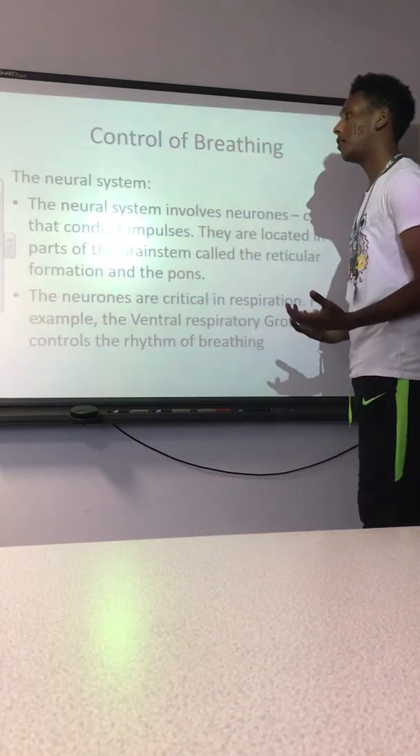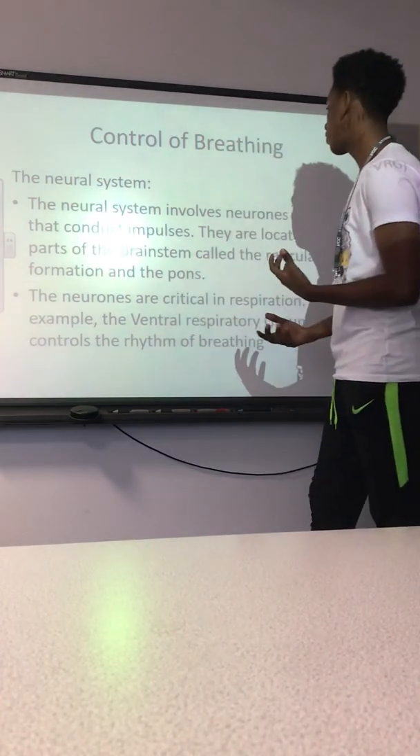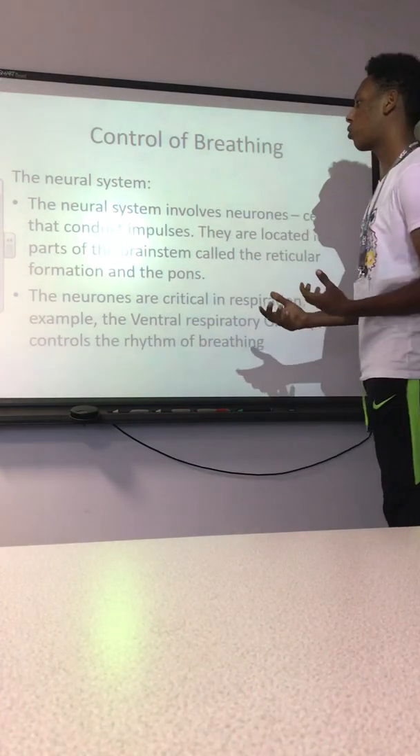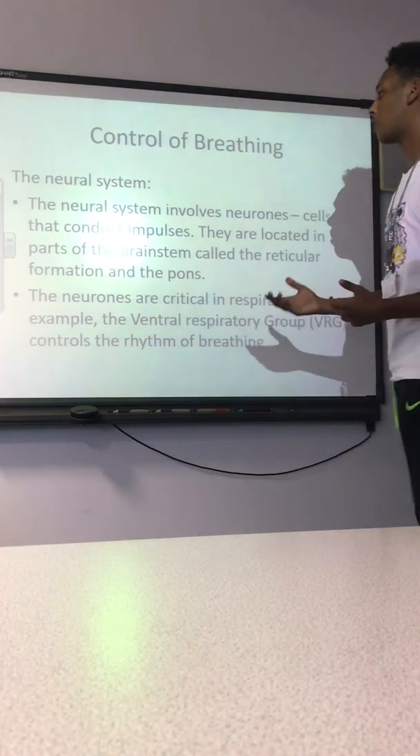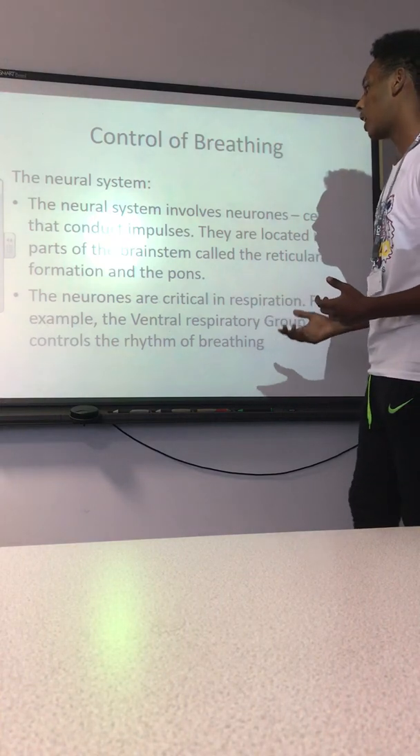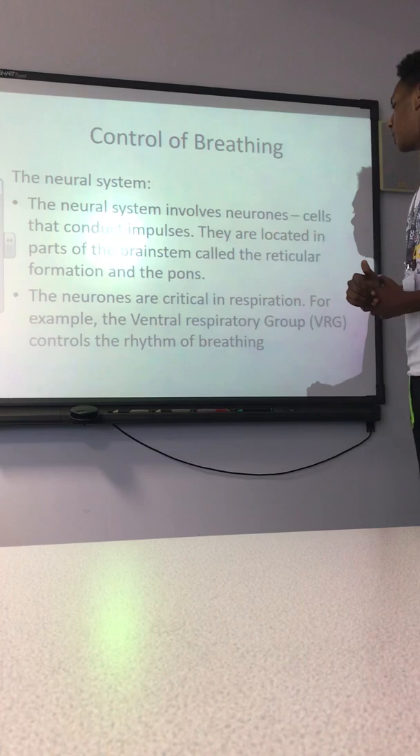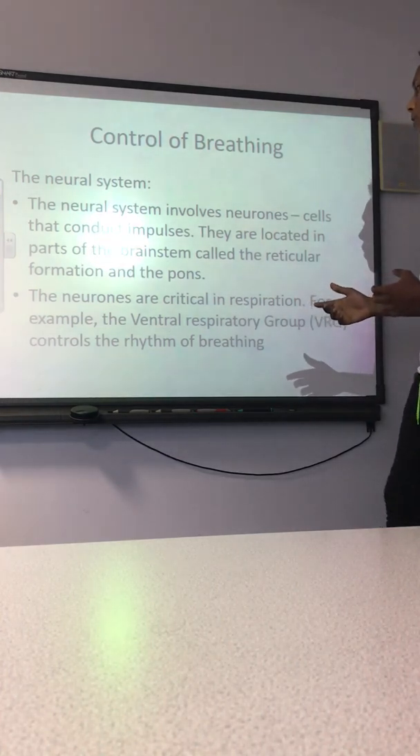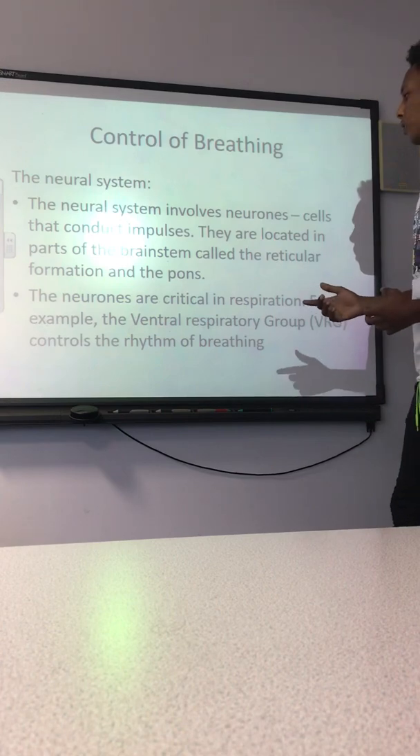So the control of breathing. The neural system involves neurons, cells that conduct impulses. They are located in parts of the brainstem called the reticular formation and the pons. The neurons are critical in respiration. For example, the ventral respiratory group controls the rhythm of breathing.